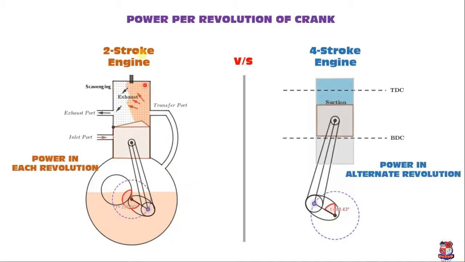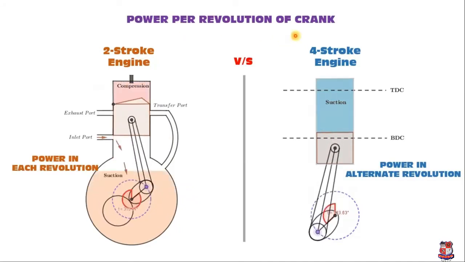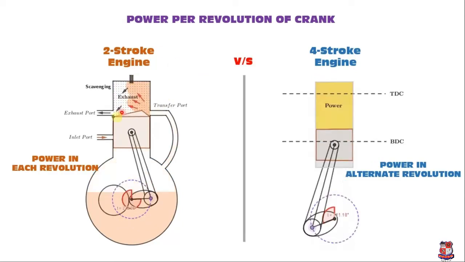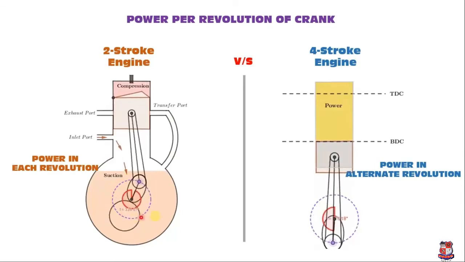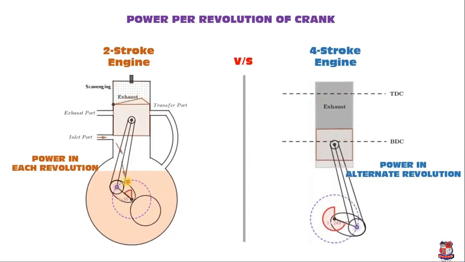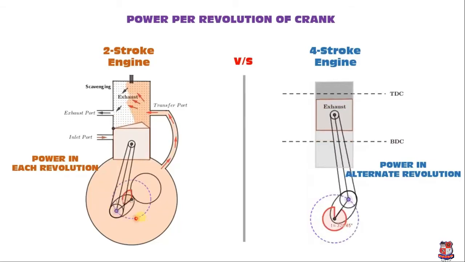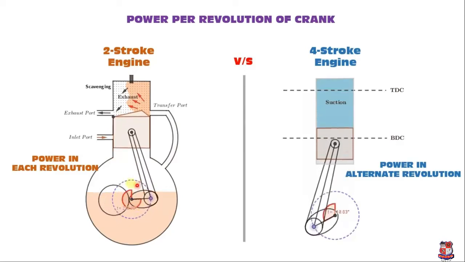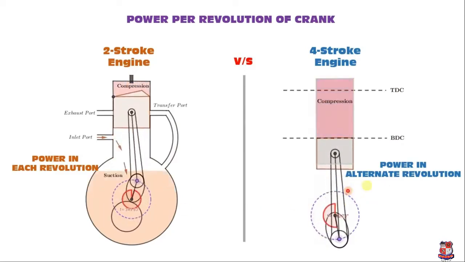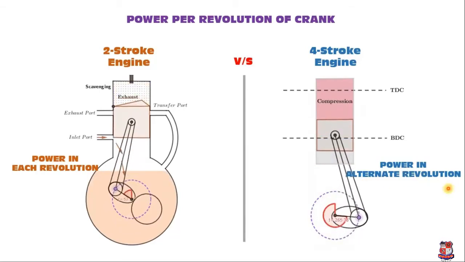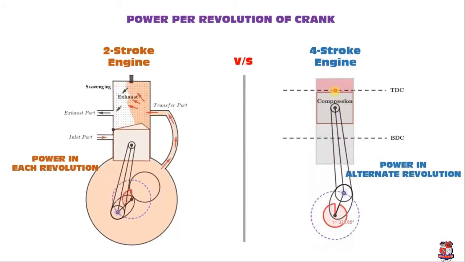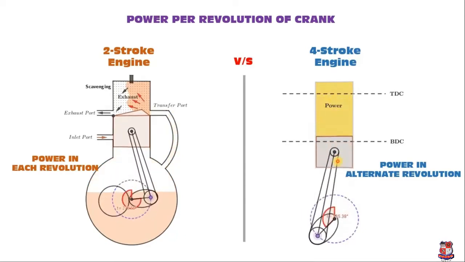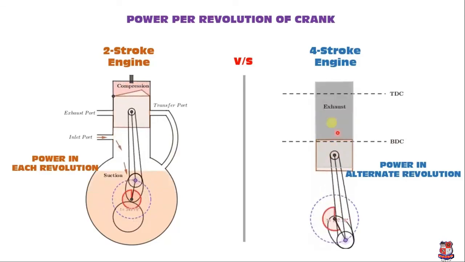Now based on power per revolution of crank. In 2-stroke engine, power is developed in each revolution. Okay, we know that the cycle is completed in 1 revolution, so that is why power will be developed in each revolution of crank. While in case of 4-stroke engine, power is developed in alternate revolution. Okay, we know that for first suction and compression stroke 1 revolution is required, then in the second revolution power is generated. We'll look at it over here.